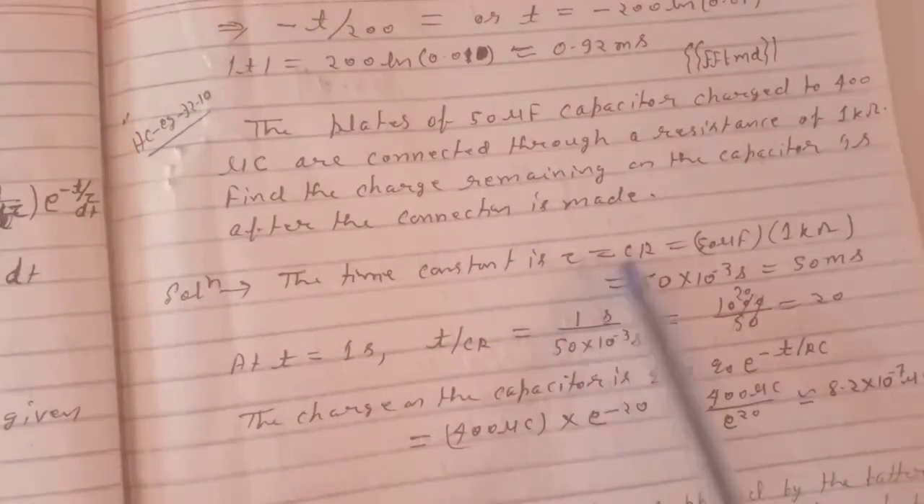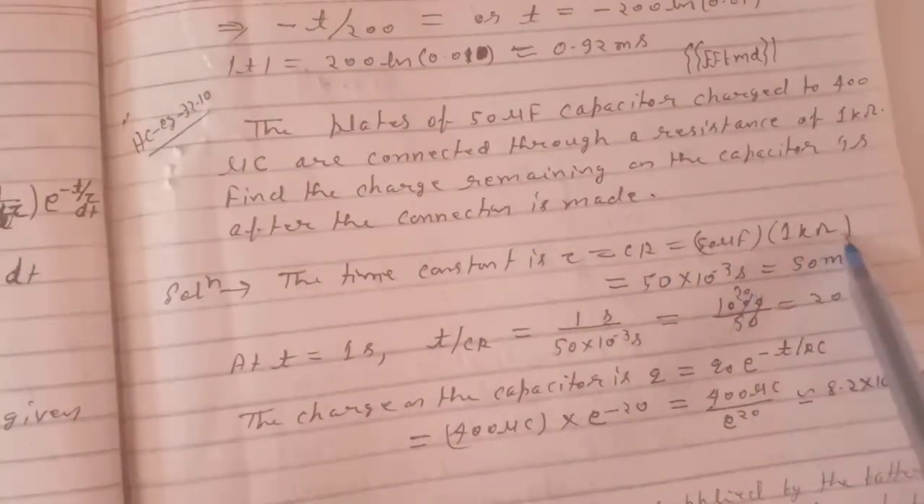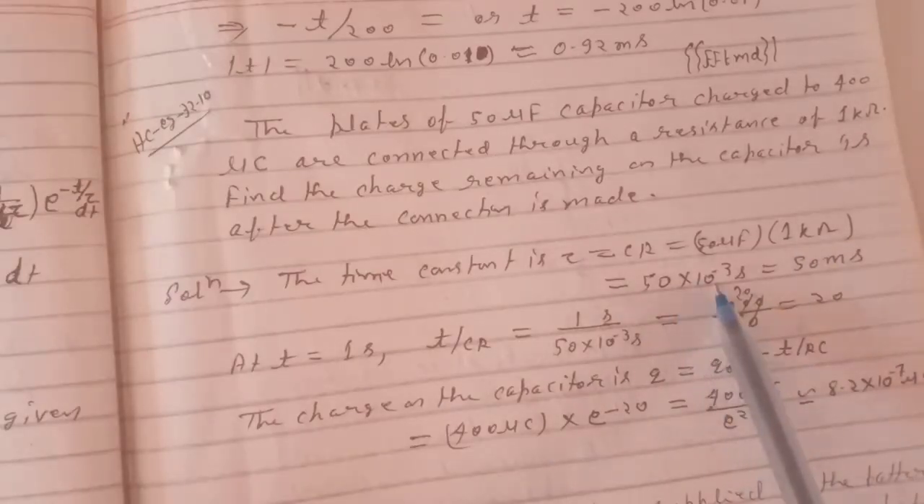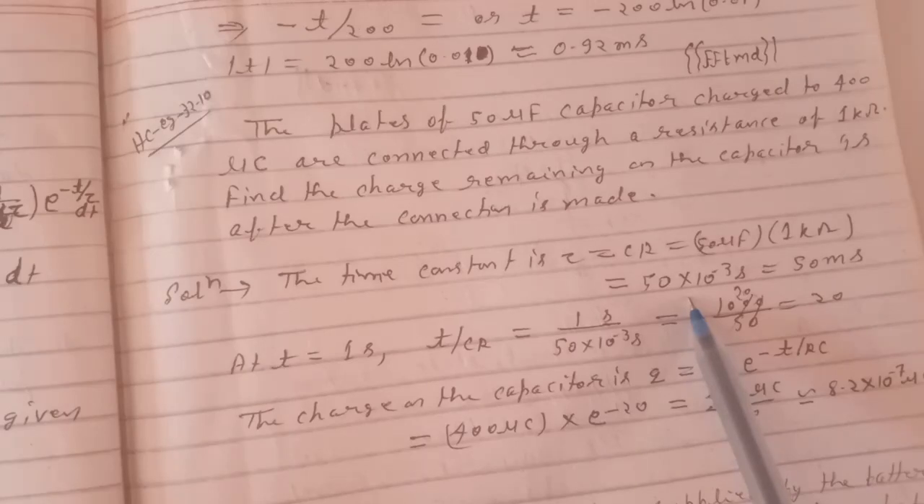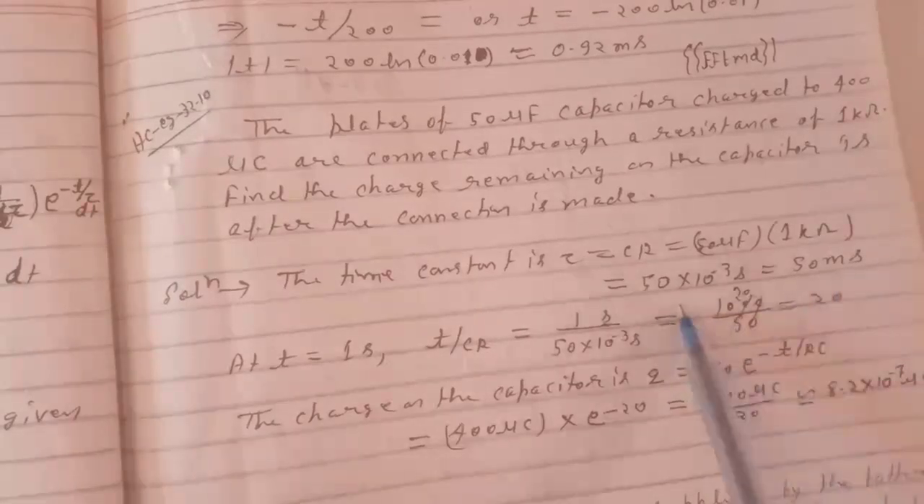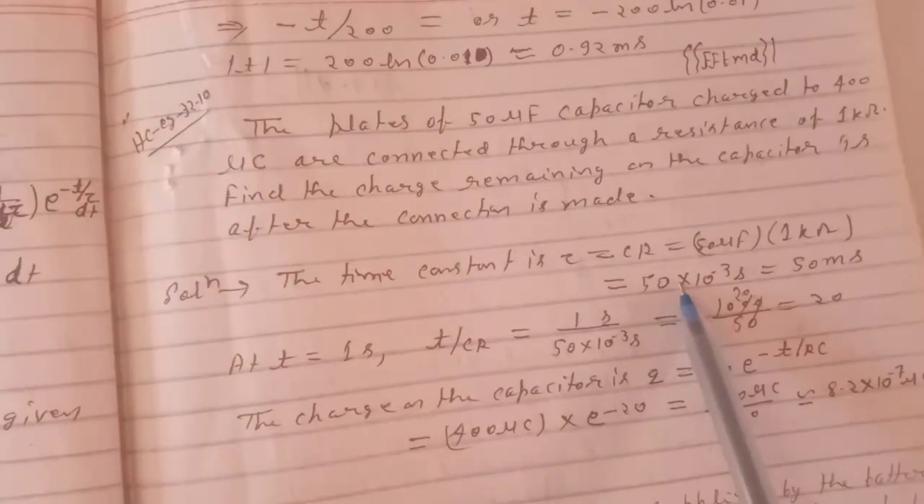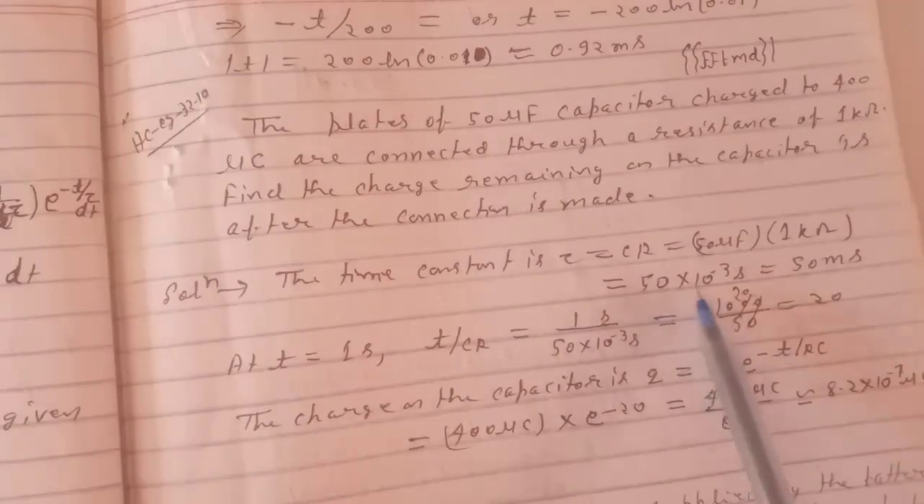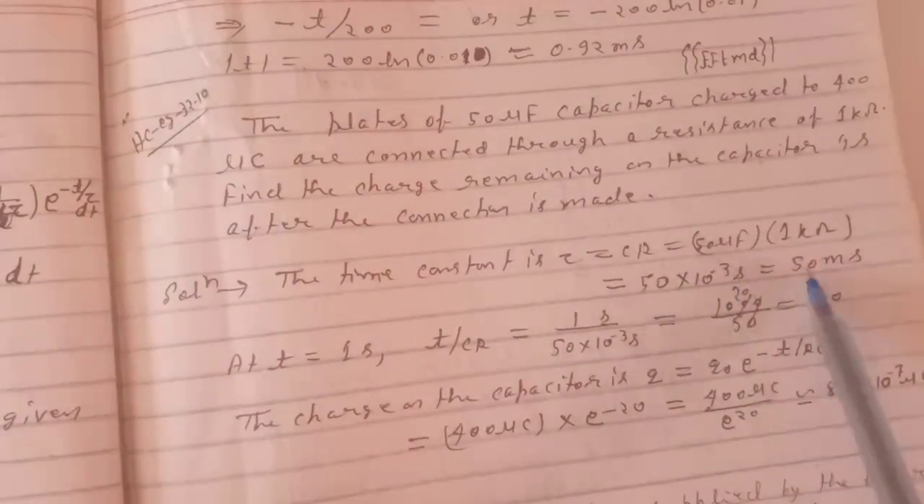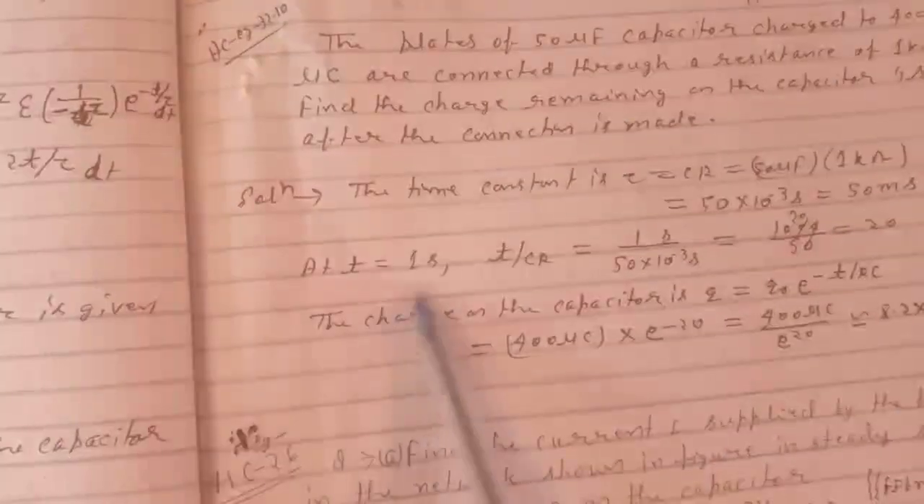The time constant is tau equal to CR equal to 50 microfarad into 1 kilo ohm, equal to 50 into 10 to the power minus 3 second, equal to 50 millisecond, and t equals 1 second.